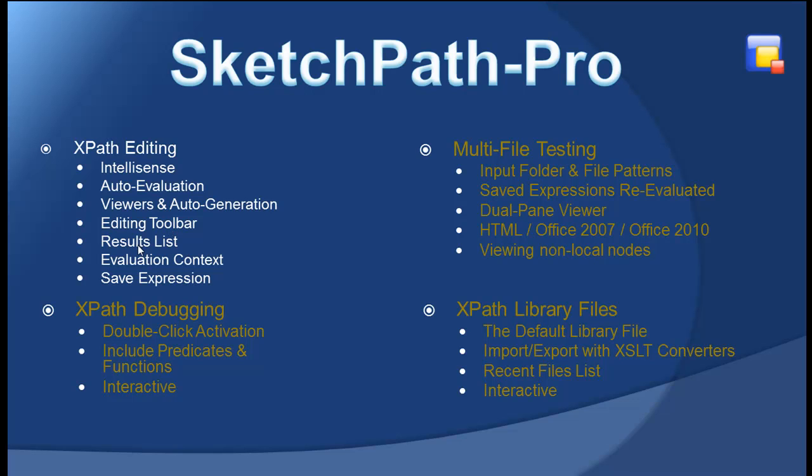We've gone through the results list. We've talked about the evaluation context so far as the namespace declarations. We haven't talked about the context node. I'll do that just in a bit. And we've shown how you save an expression, and you save it to a particular group. I'll just go through those last two items again, though, because I want to add a bit more detail.